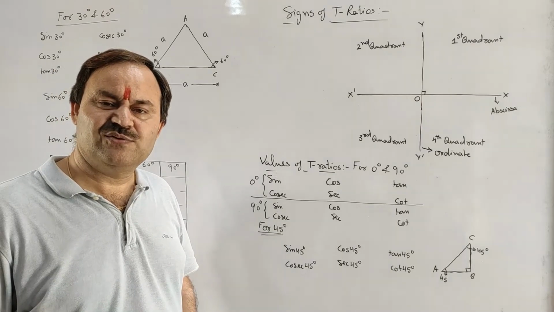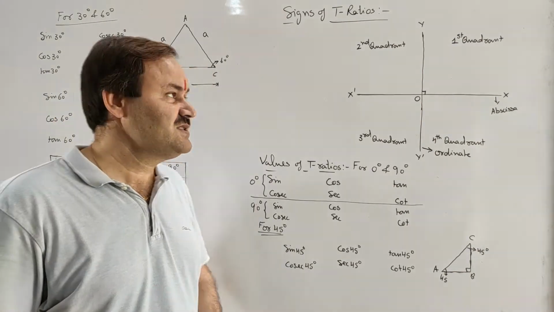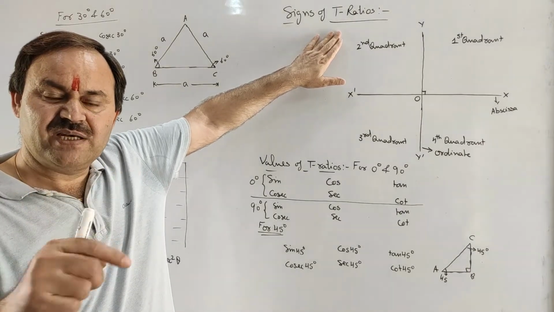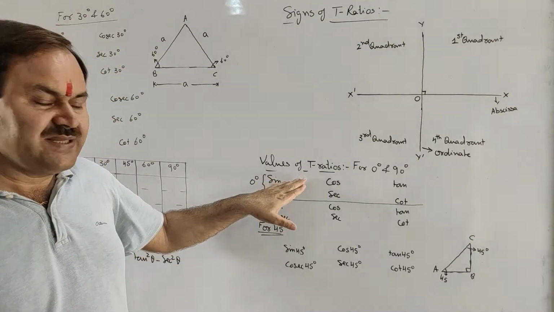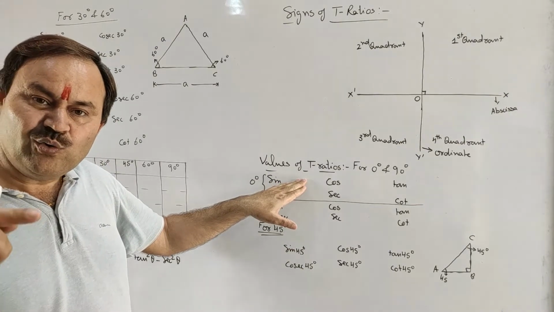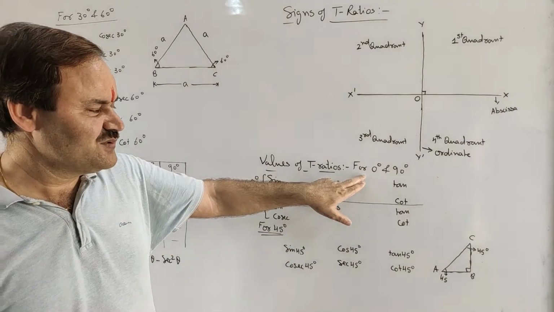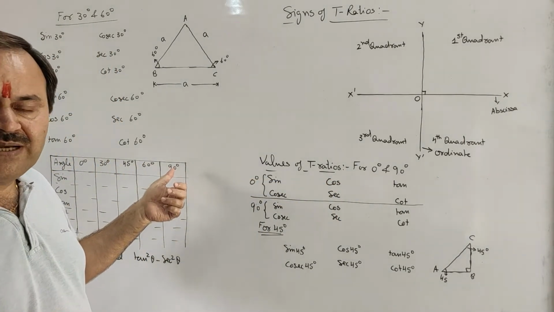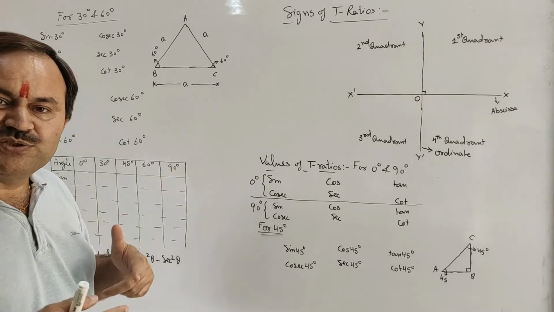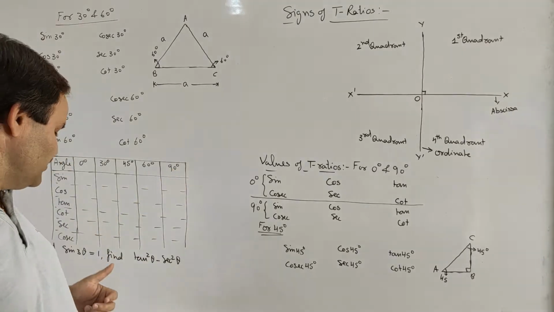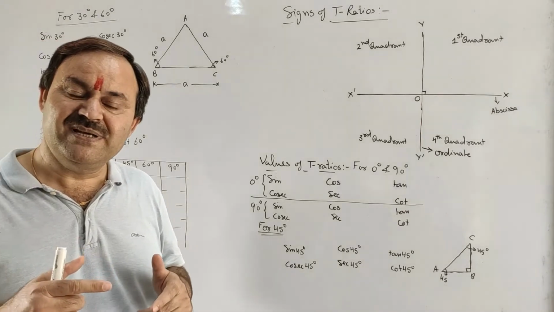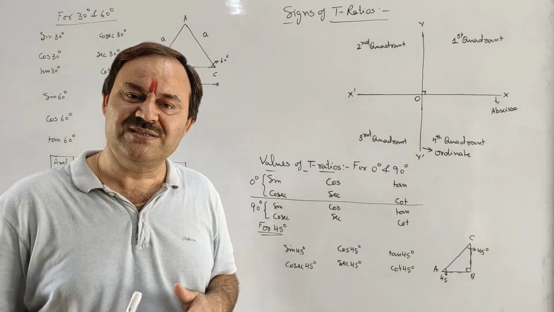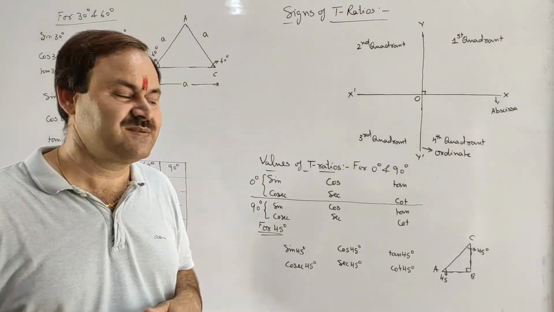Hi friends, in this fourth video related to trigonometry, first we will learn about the signs of T ratios in various quadrants. Then we will know how to determine the values of T ratios for 0 degree, 30 degree, 45 degree, 60 degree and 90 degree. Then we will use these values of T ratios to solve a question. Hence, be ready with your pen and notebook to pen down the important points for your future revisions.